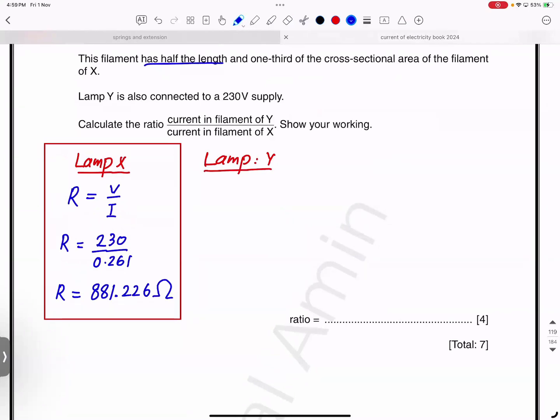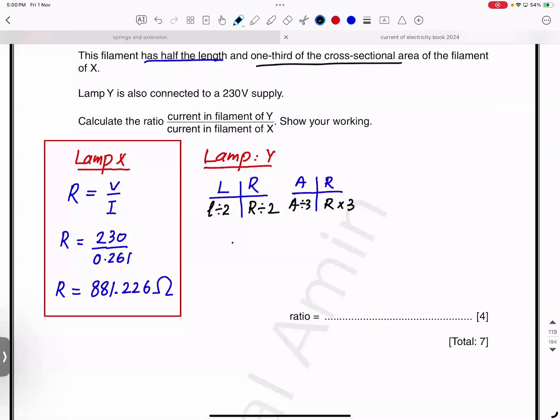Stop here. Make a table. Length, resistance. 1/3 cross-section area. Area, resistance. If length is half, that is, length is divided by 2, resistance will also be divided by 2. 1/3 area: area is divided by 3. 1/3 means divide by 3. So it means resistance will be multiplied by 3.